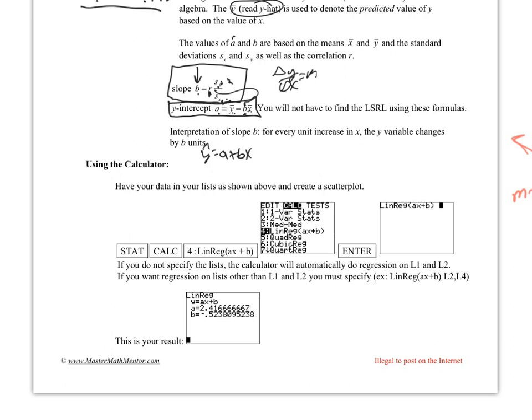I already had that red line. Let me just erase that so we can go from scratch, because this is very important. To create the equation, what are those steps?